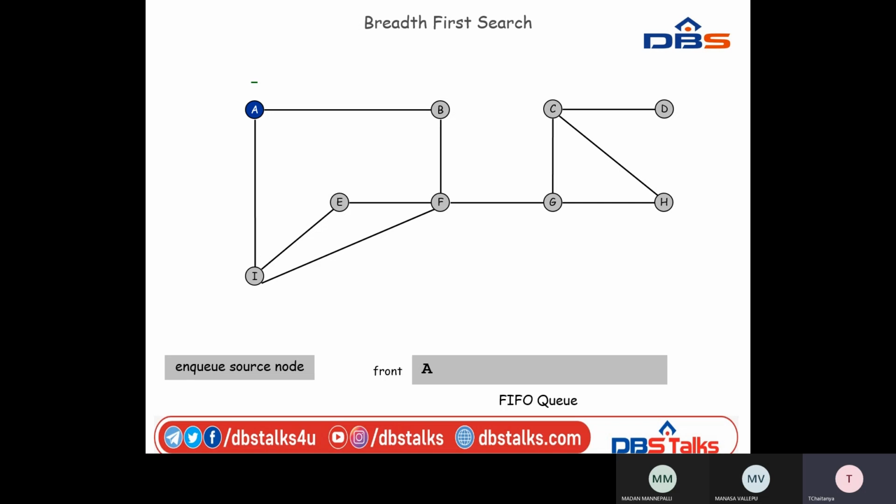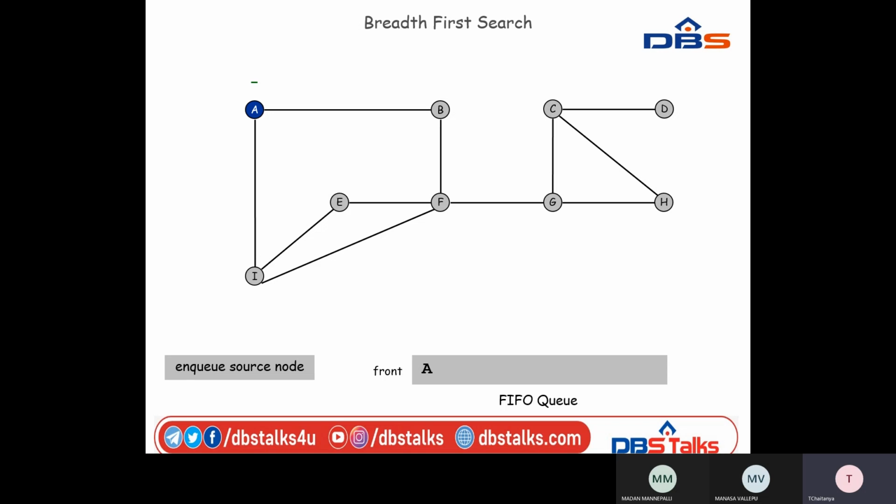It follows the principle of a first in first out queue. Let's see how this search will work. Let us consider the nodes A, B, C, D, E, F, G and H. These are the paths, and we will see how this algorithm works for the searching mechanism.